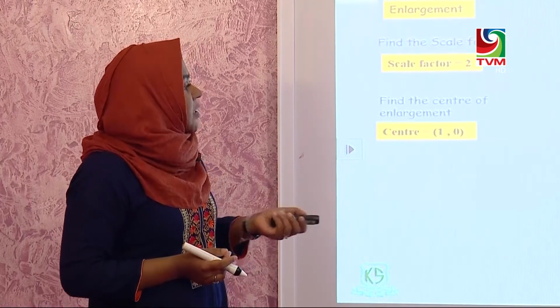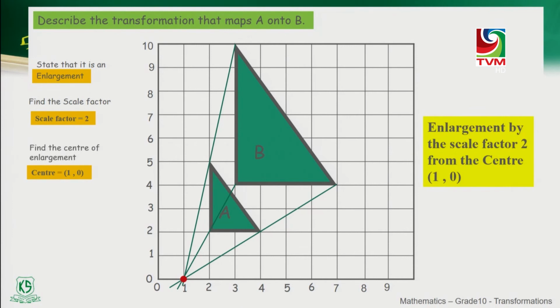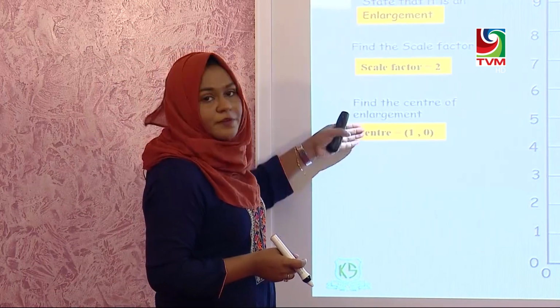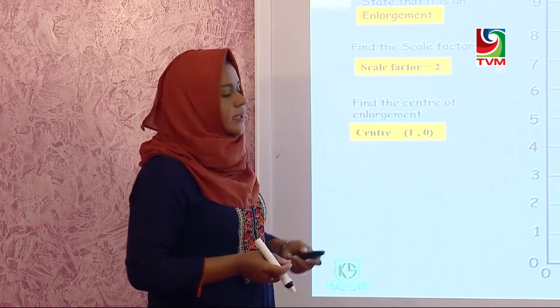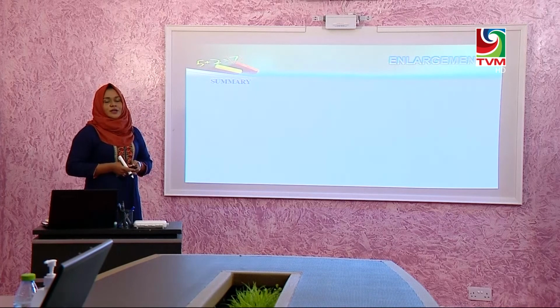Now how to describe fully this transformation, how to write the statement is, you can write that it is an enlargement by the scale factor 2 from the center (1, 0). To describe an enlargement in your exam, you will have 3 marks, that is to write these 3 pieces of information, 1 mark for enlargement, 1 mark for scale factor and the other one for center of enlargement. That is all about enlargements in IGCSE.